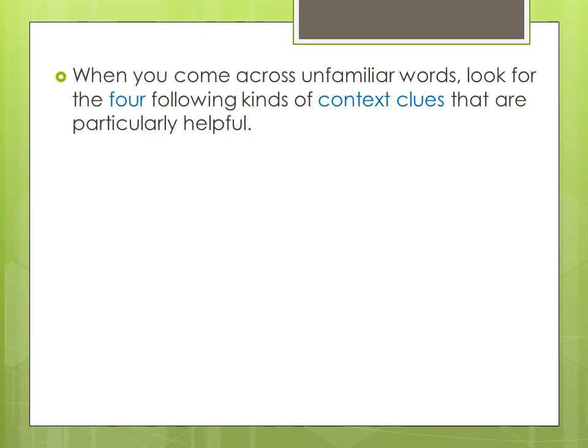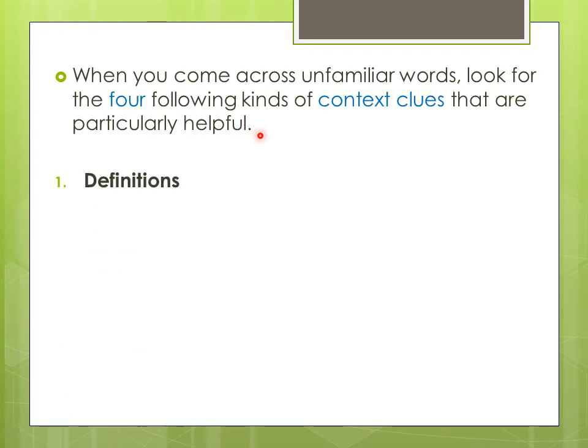When you come across unfamiliar words, you have to look for the four following kinds of context clues that are particularly helpful. So, when you are reading and you see an unfamiliar word that you don't know the meaning of, you have to look for the four following kinds of context clues that are helpful.